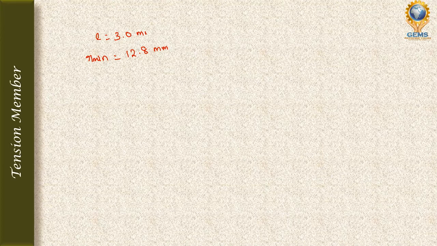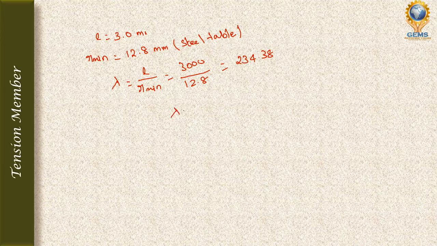12.8 mm. So lambda is equal to L by r minimum. I'll get the r minimum value from the steel table. So that is 3000 divided by 12.8. It is coming as 234.38.